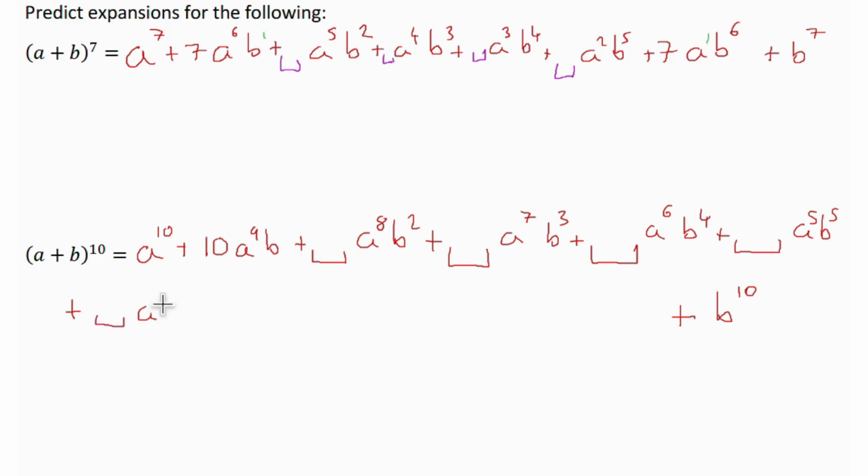some coefficient a to the power of 4b to the power of 6, a to the power of 3b to the power of 7, a squared b to the power of 8, and then the last one we're pretty sure is going to be a coefficient of 10, and we get that. And that would be a pretty good prediction for what's going on here.